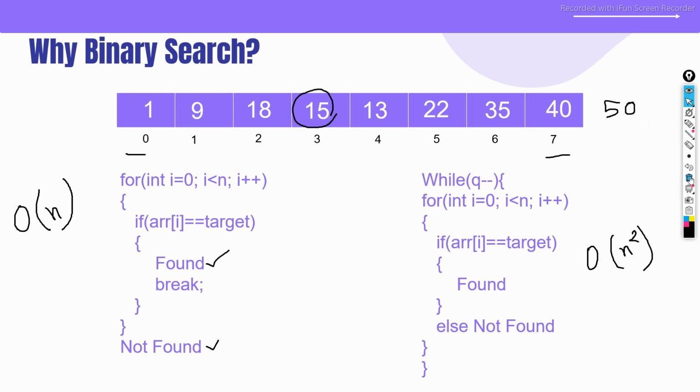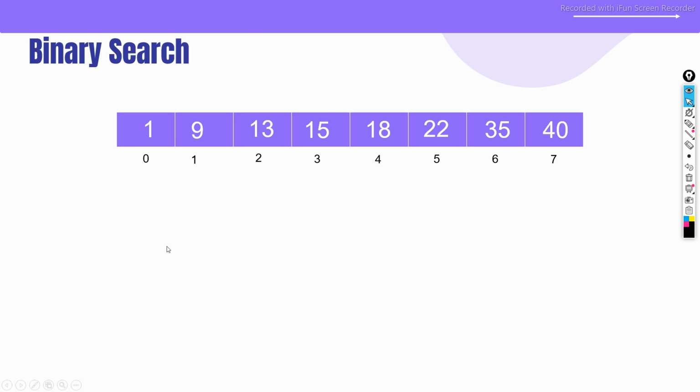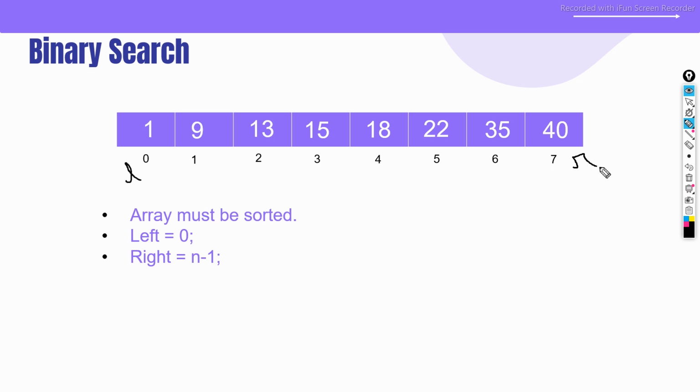So how does the binary search technique work? If we look at this slide, the first condition of binary search is that the array must be sorted. The second condition is that we have to take two pointers, where the first pointer starts from the 0th position and the last pointer starts from the last position. Then we have to find the mid element of the array. If we calculate, we will find the mid element is 15.